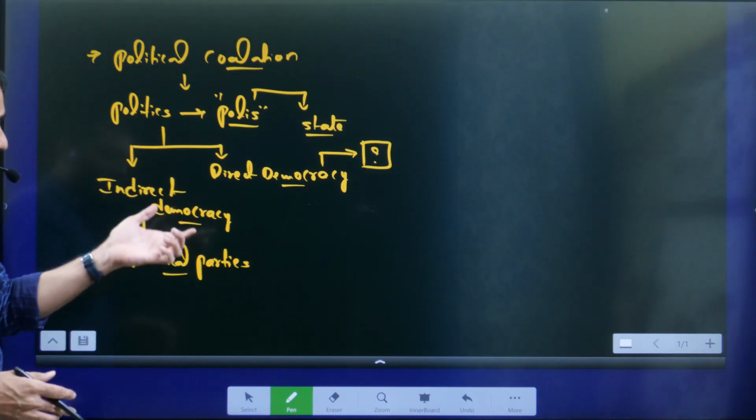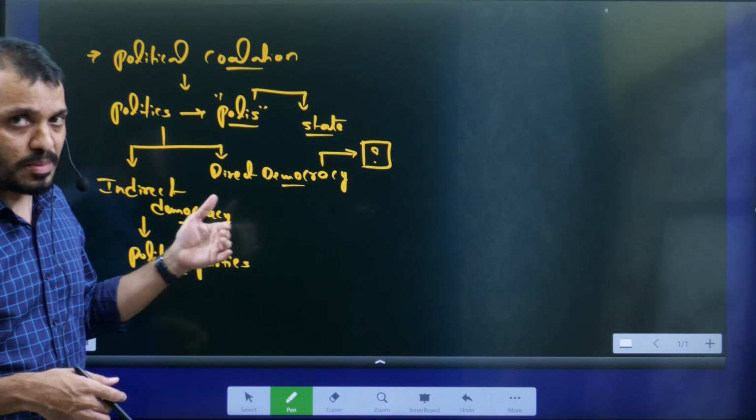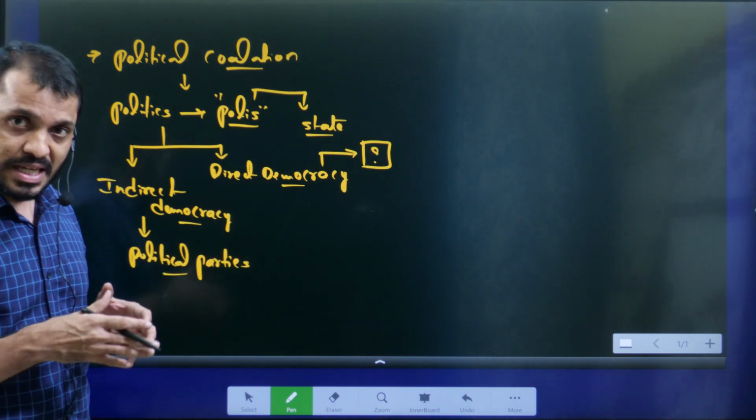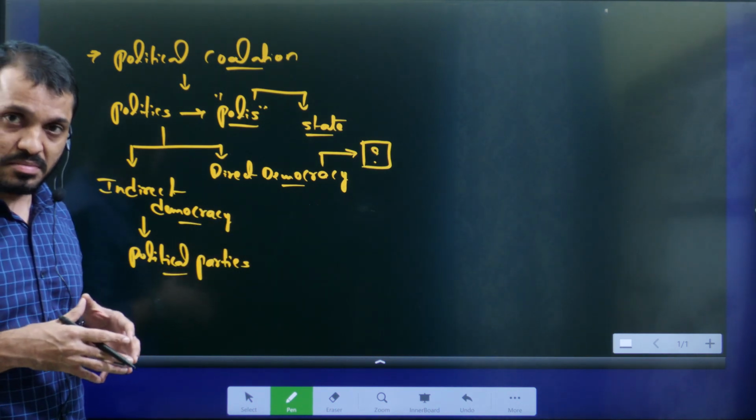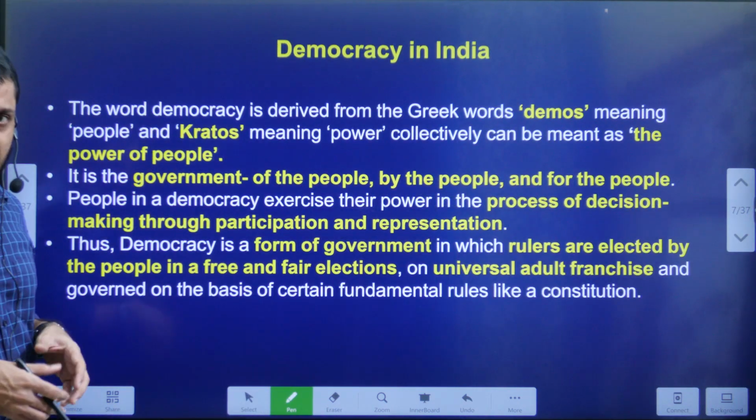And of course, in some countries, there may be a single political party, or two political parties, or three political parties, or a multi-political party system, like India. Multi-party system, it is known as. Now we will see the word democracy.